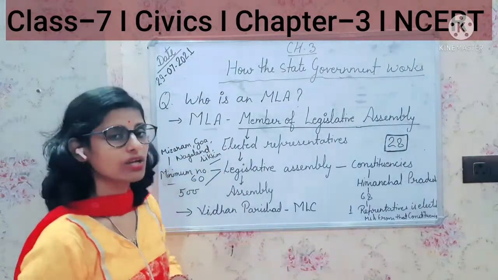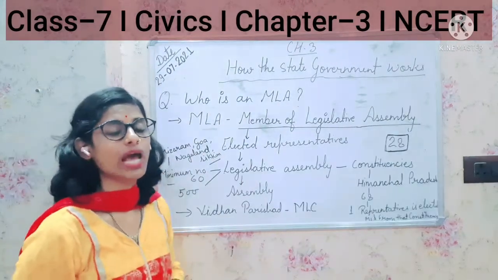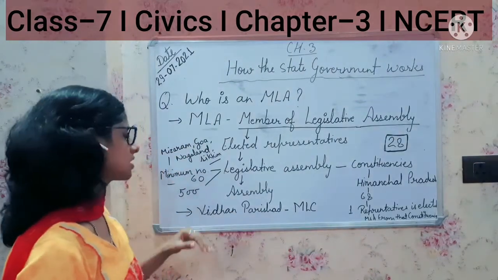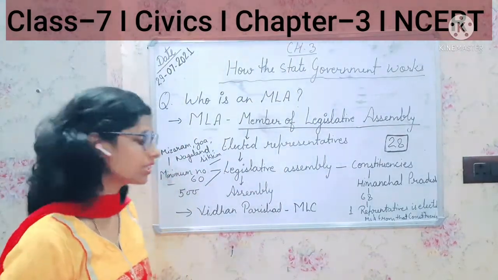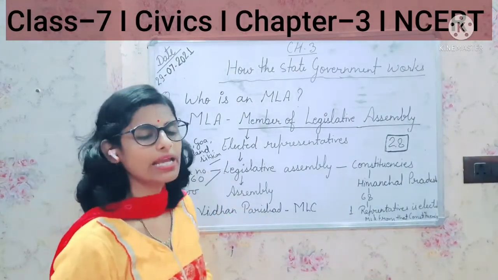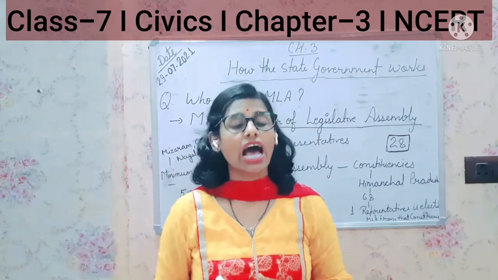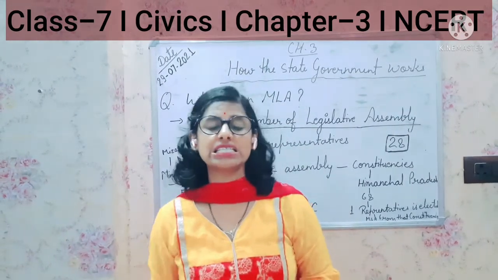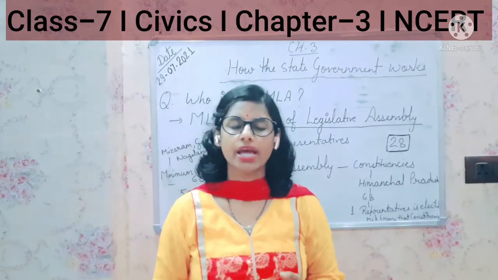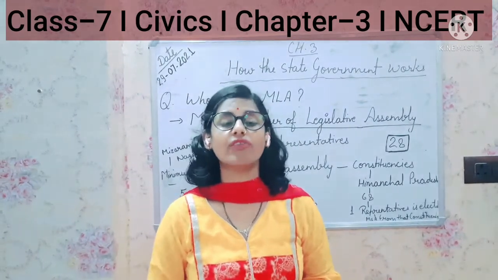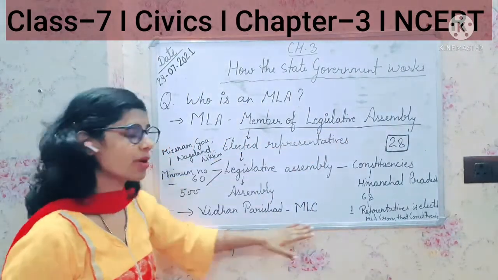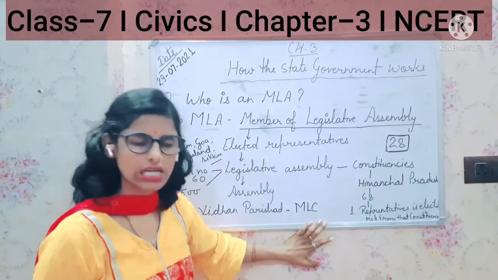The state having only one house is known as unicameral, and the state having both of the houses, meaning the Member of Legislative Assembly (Vidhan Sabha) and the Vidhan Parishad, is known as bicameral. The states having bicameral legislatures are Karnataka, Bihar, Maharashtra and Uttar Pradesh, where we have both of the houses, the Member of Legislative Assembly and the Member of Legislative Council.